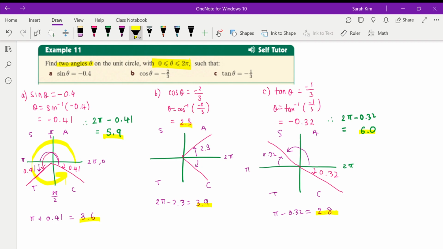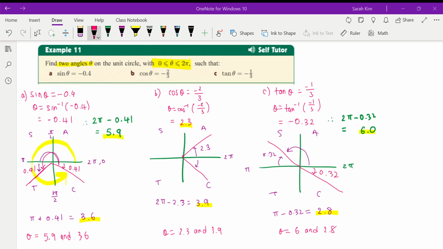I forgot to summarize all the answers, so let's just summarize all the answers. For A, my angles can be 5.9 and 3.6. This one is 2.3 and 3.9. So my theta is, I'm just summarizing my answer, 6 and 2.8. Ideally you write it in numerical order, but that's okay.